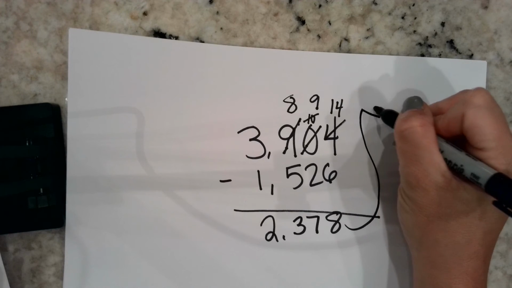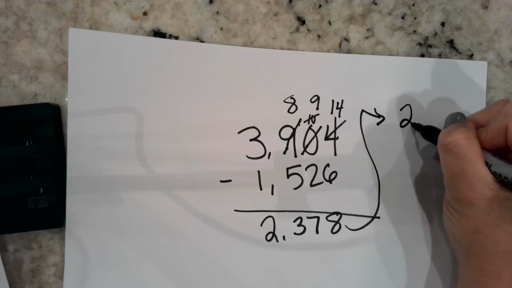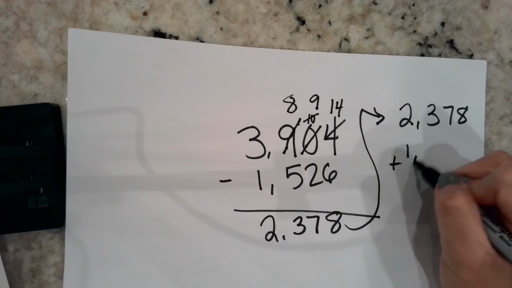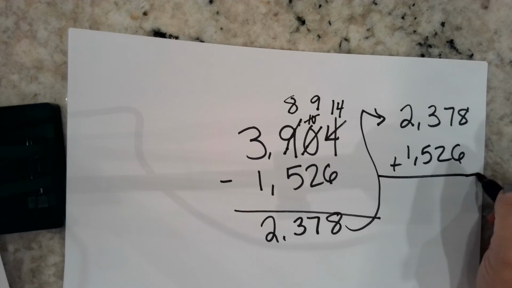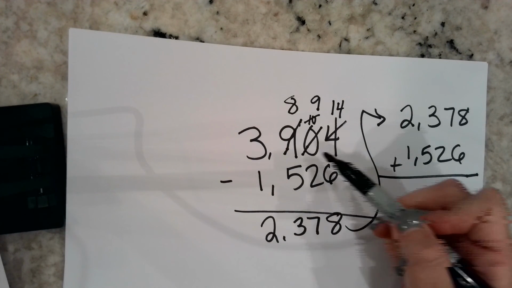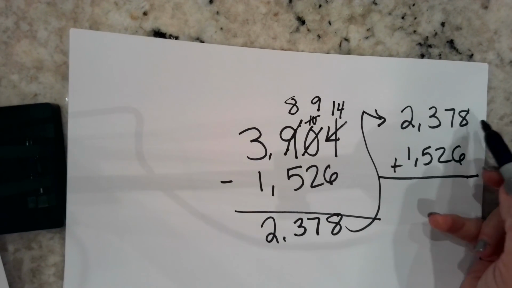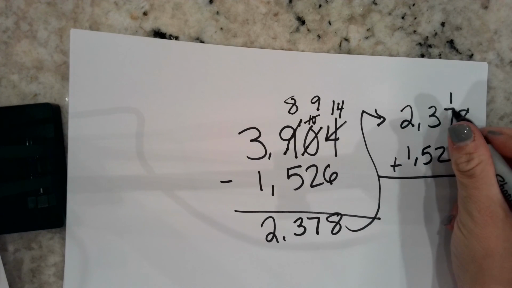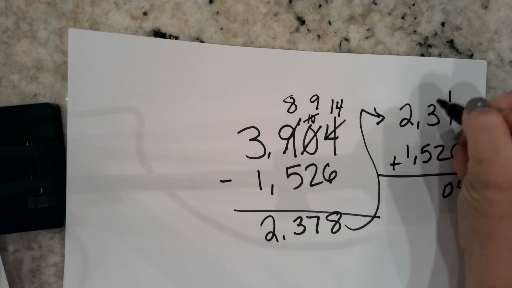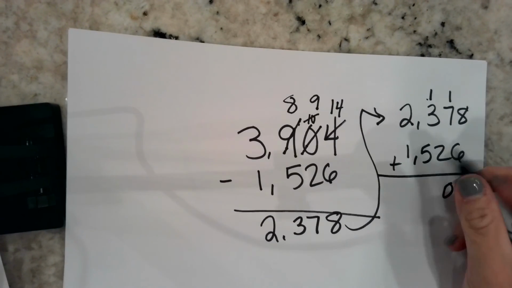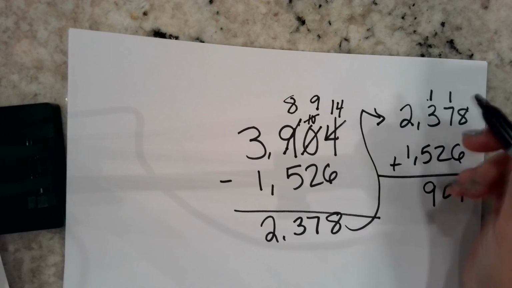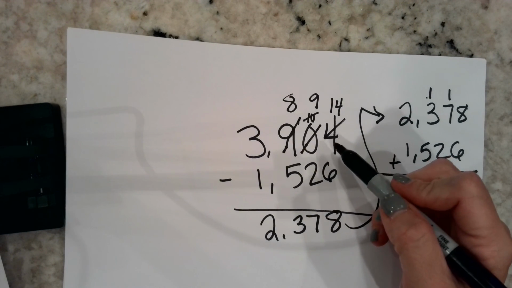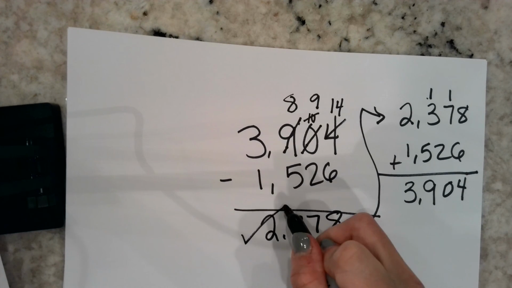2,378. We should be able to check our work by adding 2,378 plus our 1,526 should give us a total of 3,904. If it does, then we are correct. 8 plus 6, 14, 0, so 3,904, and that's initially where we started. So our answer, 2,378, is correct.